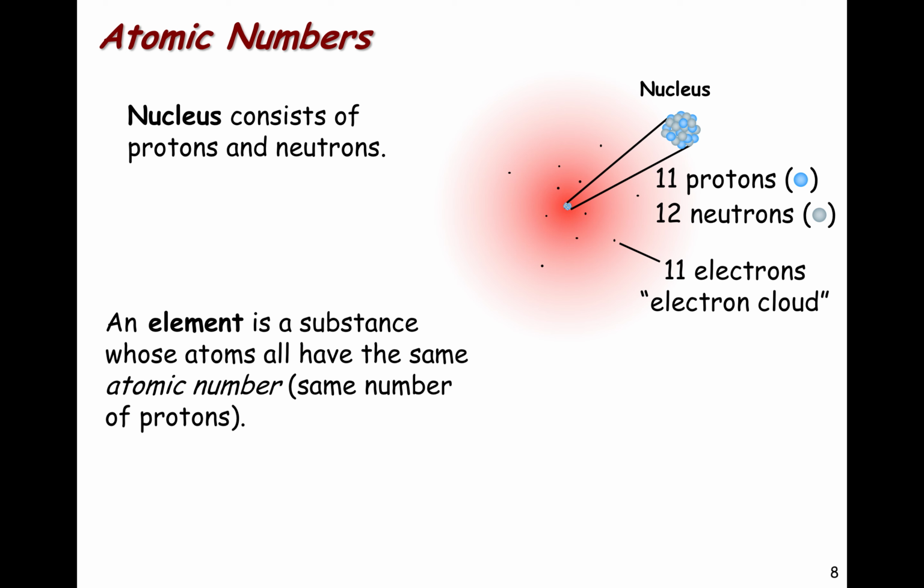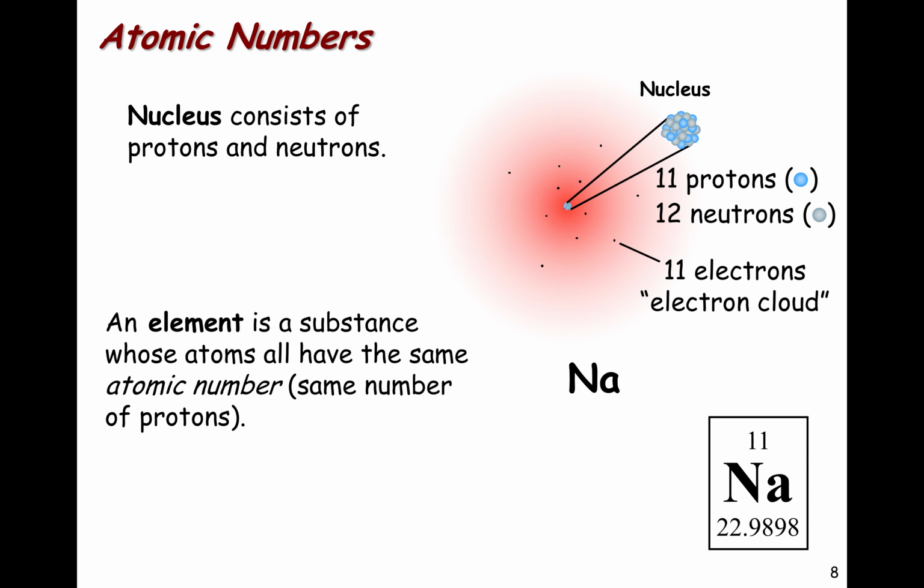To define the element that we are dealing with, we define what is called the atomic number. The atomic number of an element is essentially the number of protons. And this is, of course, the number of positive charges in the nucleus.